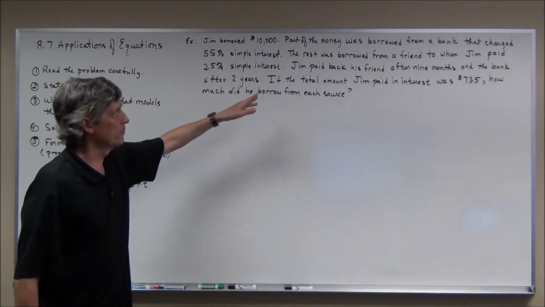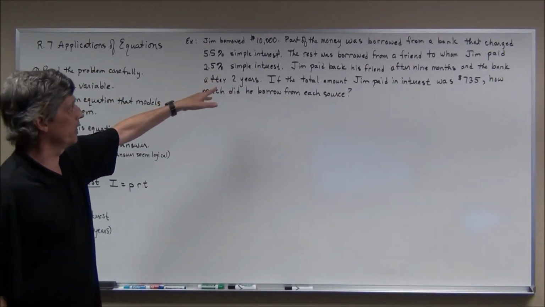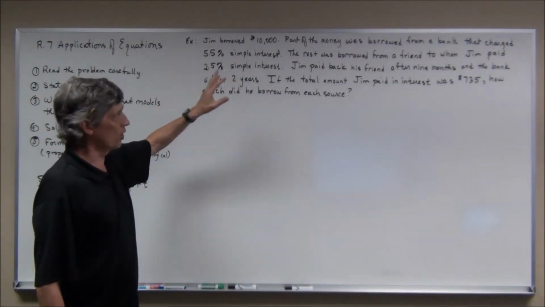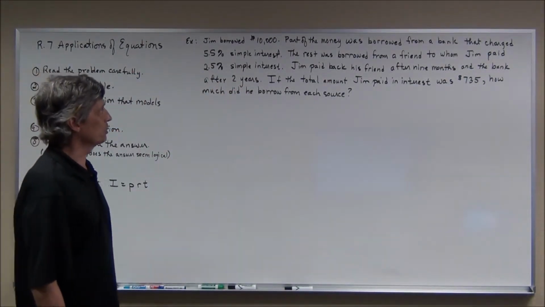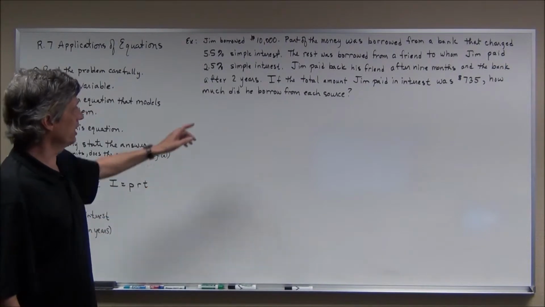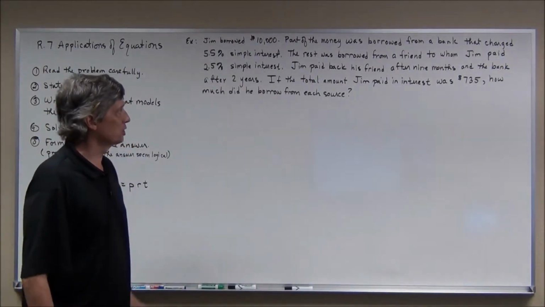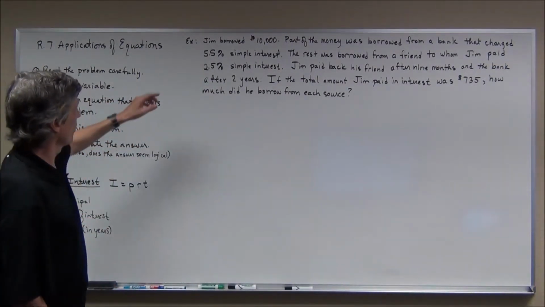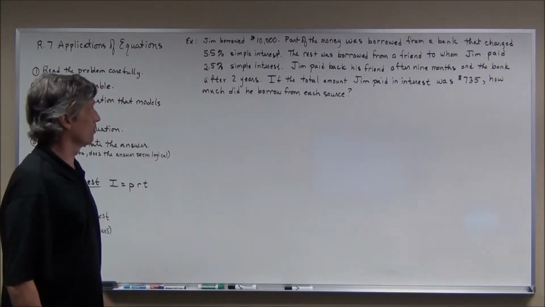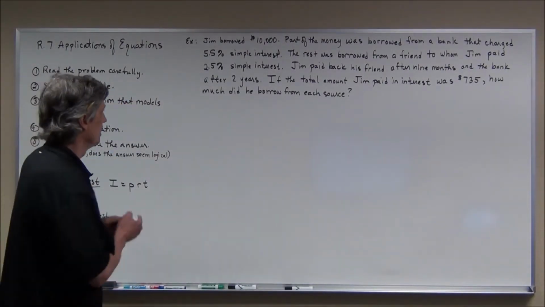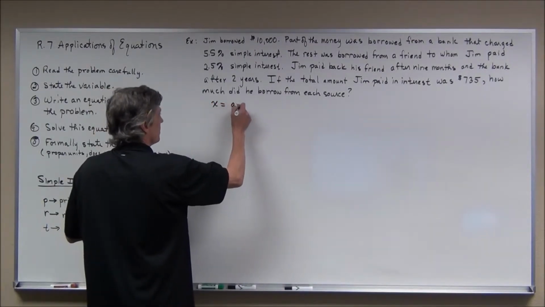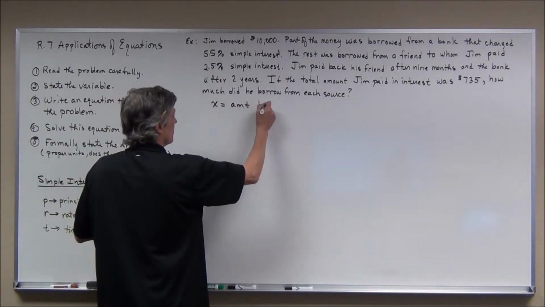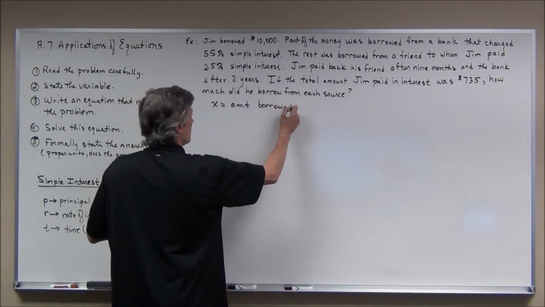Now I've read this problem a couple, 3 times here just today, and there's so much to it, it's hard to keep track. You may want to read through this a couple, 3 more times to make sure you understand what's going on. But in this case, they're looking for how much did he borrow from each source. So we don't know how much he borrowed from the bank or from his friend. We know the rates of interest, but we just don't know the amounts. So what I'm going to do is I'm going to let X be the amount borrowed from the bank.